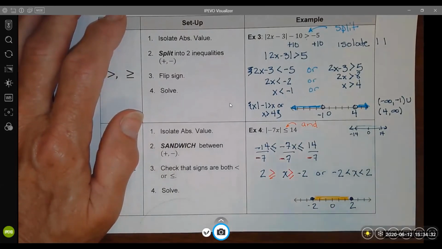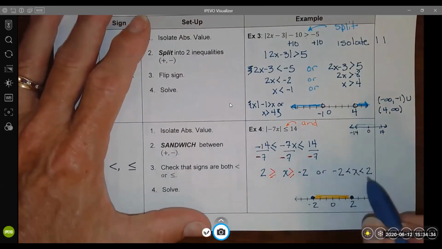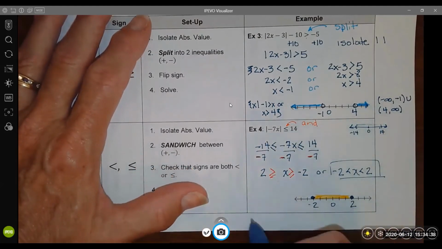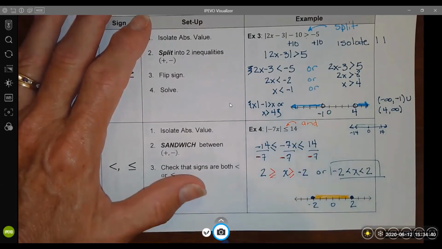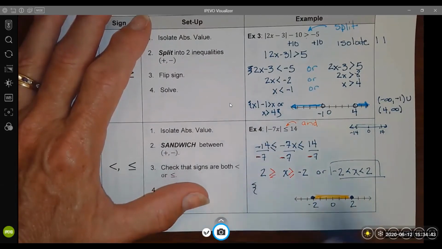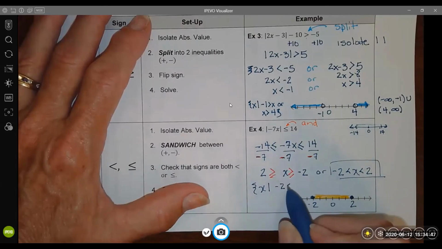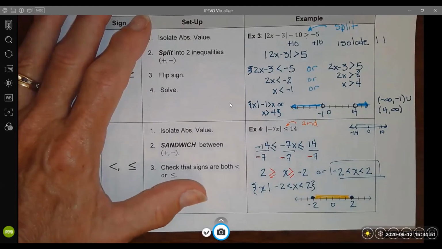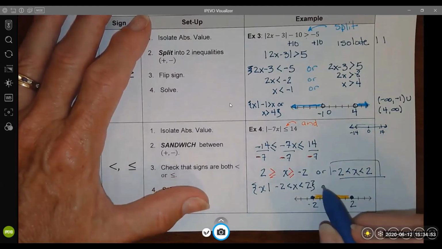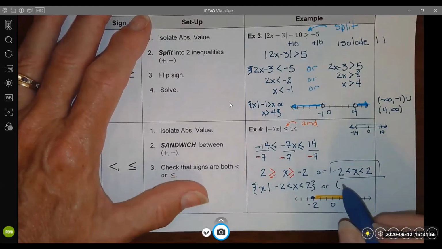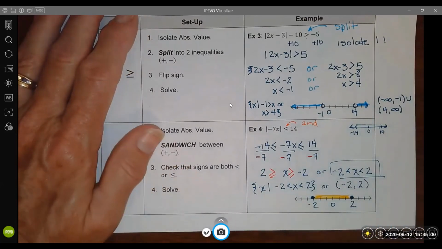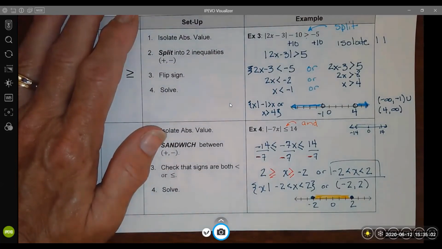Finally, I need to write this inequality statement. I have a good inequality statement here. I can keep that one. I could write it in set builder notation, which really looks about the same: x such that -2 is less than x, which is less than 2. Or I could write it as an inequality or in interval notation, which is just -2, 2. You can choose the method that makes the most sense for you.